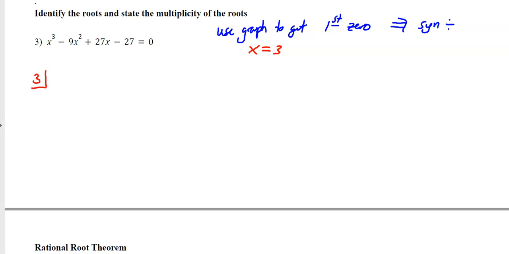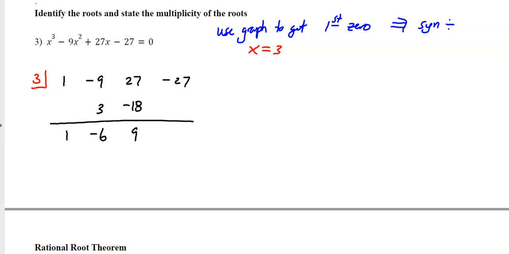So I'm going to use the 3, and I have 1, -9, 27, -27. And we're going to run this. So I bring the 1 down, then I multiply 3 times 1, and then add them up. 3 times -6, add them up, and 3 times 9, add them up. And I should get 0. If I don't get 0, then this was not true, but it is true.